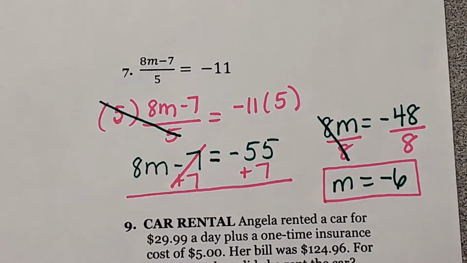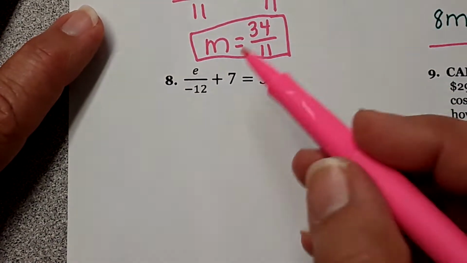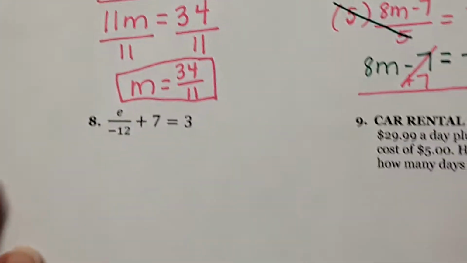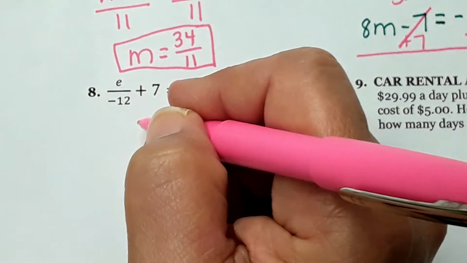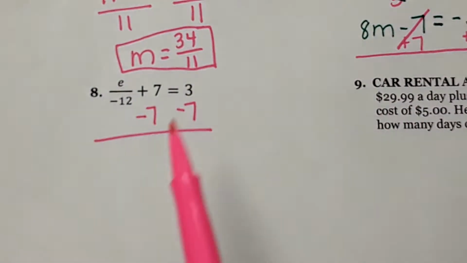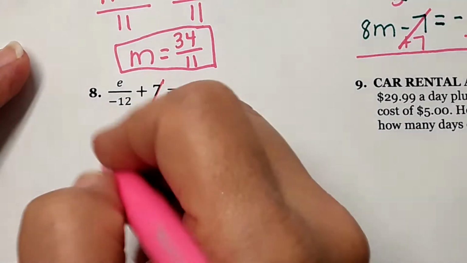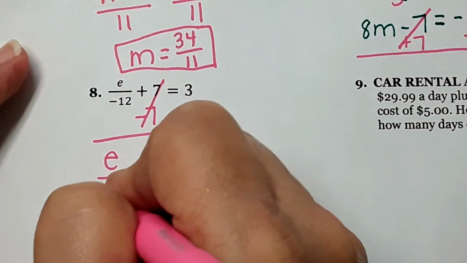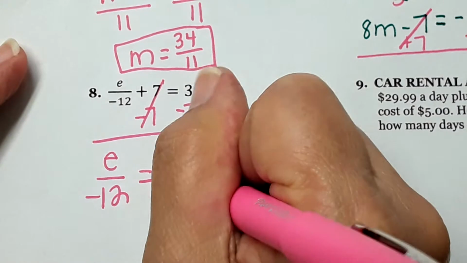That makes a big difference, because in number 8, now is everything over the negative 12? No. So now we're just going to start with the 7. So in order to start with the 7, we would subtract. So the difference between 7 and 8 is where the fraction is. Okay, so these cancel out because they're additive inverses, and we're left with e over negative 12 equals 3 minus 7, which would be negative 4.